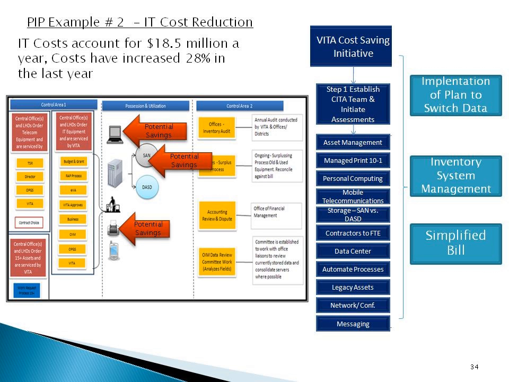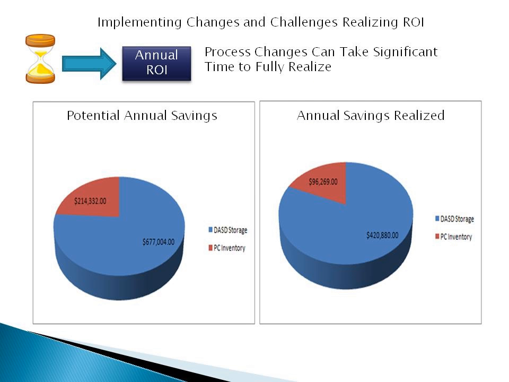So this has been a more complex project, and as we've gone through it, we have realized some fairly significant annual savings. In terms of how we store our data, we have the potential to save roughly almost $677,000 a year by transferring our data to a more modern system, and we had a chance to save about $214,000 on reducing our overall inventory of computers.